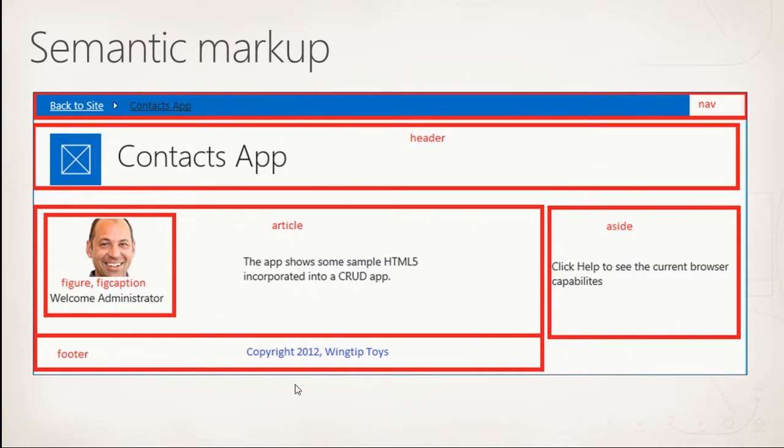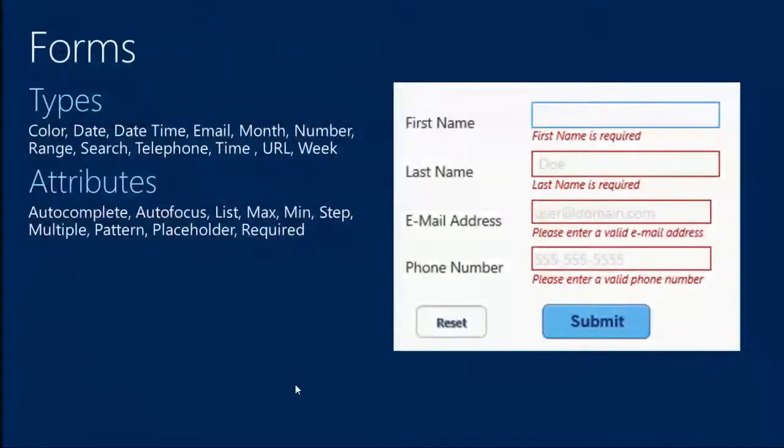My aside is over there on the right. It's not really the main part of the content, but it says, hey, click the help to see some current browser capabilities. And then the footer where we have that copyright notice. And then you can also see the figure and figure caption used over there. So again, it's not that I couldn't do this stuff with divs, but it's going to help those things that are trying to make sense of my app, like search engines, to make better sense of them. So you want to think about doing that when you're structuring your apps.